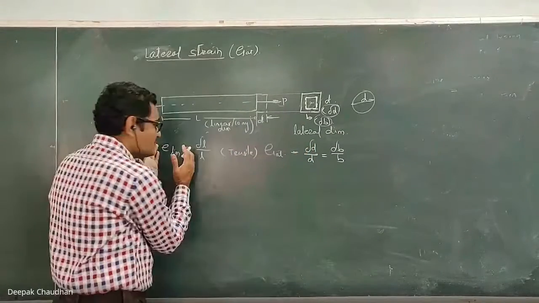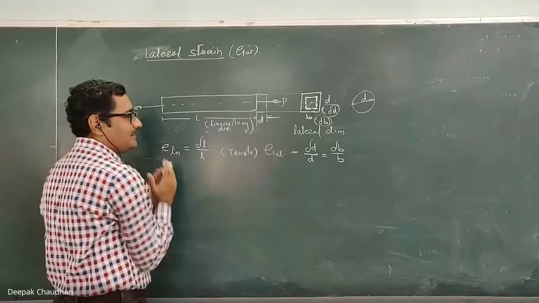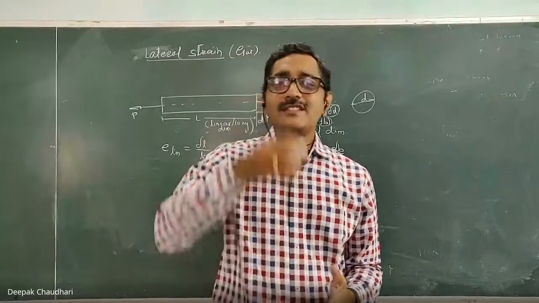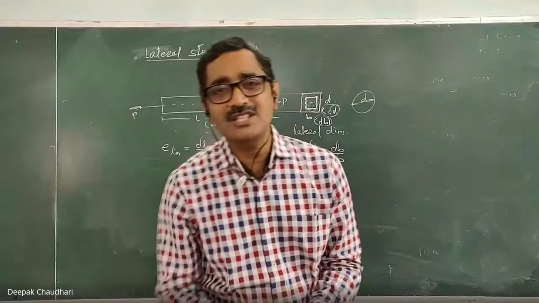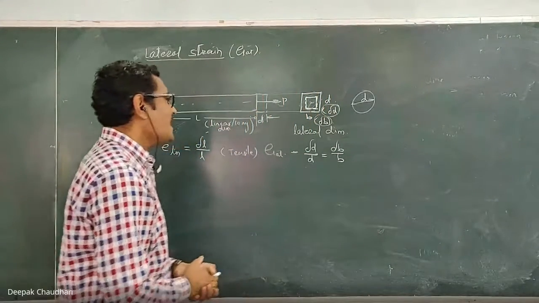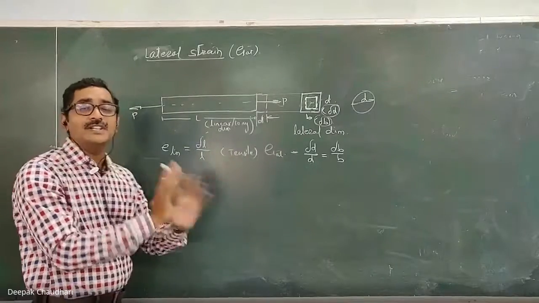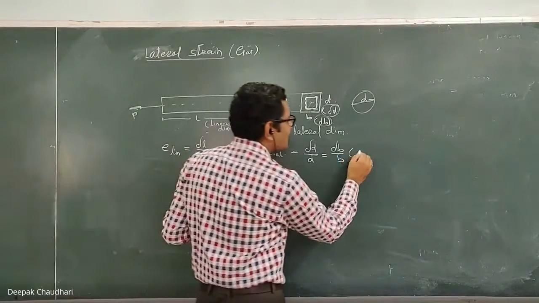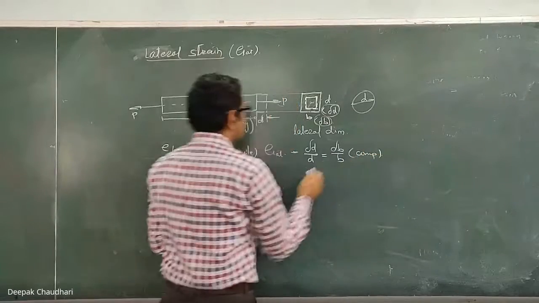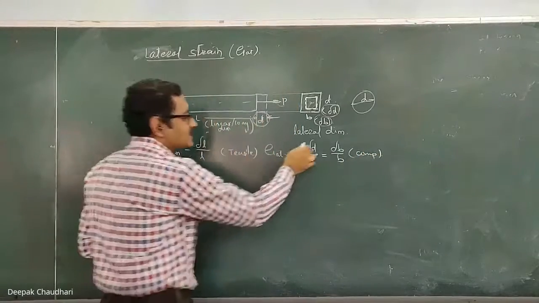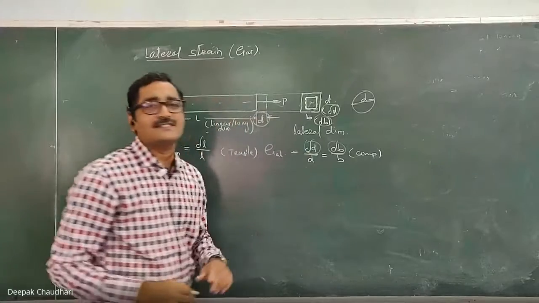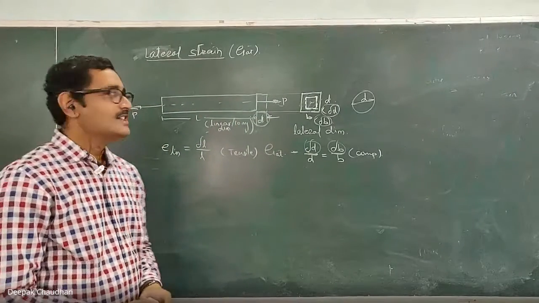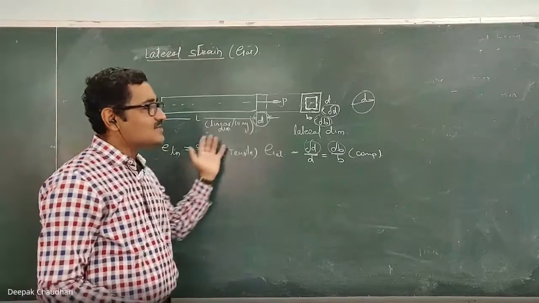Lateral strain is always associated with linear strain. If there is a linear strain, there has to be lateral strain. If there is a change in linear dimension, there has to be a change in lateral dimension. And these two strains are opposite in nature. If this is tensile in nature, this has to be compressive. If this linear dimension increases, the lateral dimension has to decrease. They are always opposite to each other. Understood? So this is about the linear strain and lateral strain.